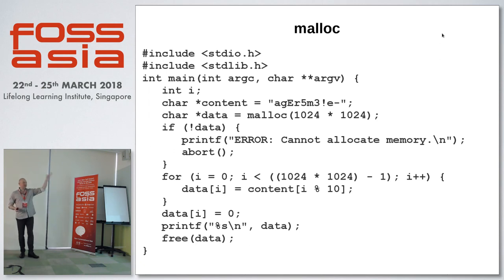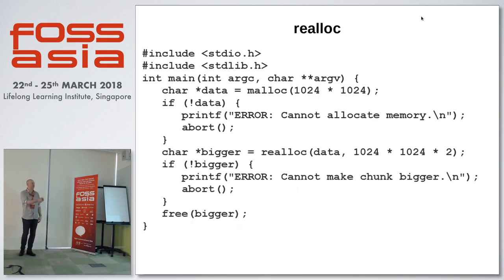So here's an example. Just allocate some memory. What did I do? I fill that memory with some character. I keep looping around, every 10 characters, pick one, and then just print it out. So malloc and then free it at the end. That's how it works. Realloc, you take some data, and then you want a bigger one, so you say, I want a bigger one. Notice it may return null.